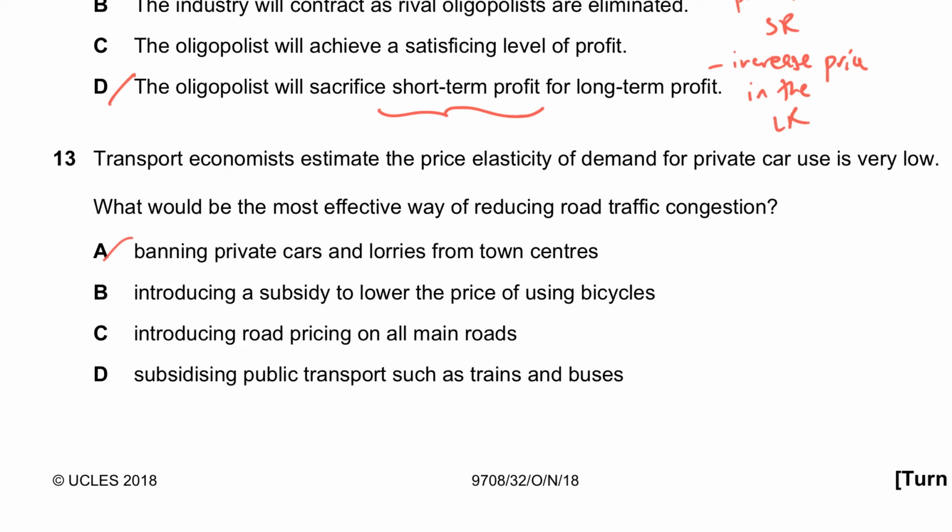Similarly, D is also a pricing policy, subsidizing public transport, which means a substitute to your private cars, may not work. So remember this, that all the other strategies where we're using pricing may not work too well, because when this good is inelastic, when private cars is inelastic, people may not switch completely. There will be very little change in quantity demanded.